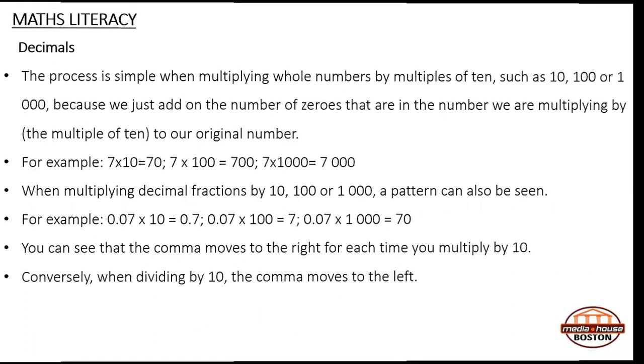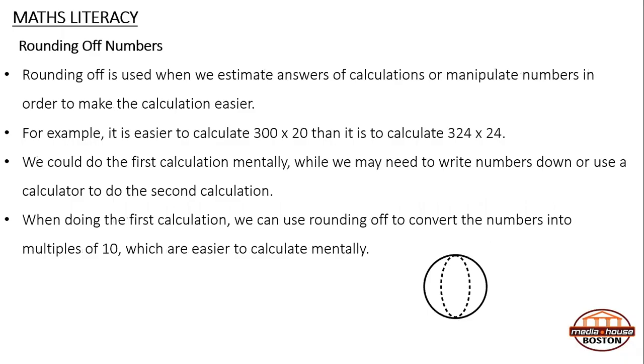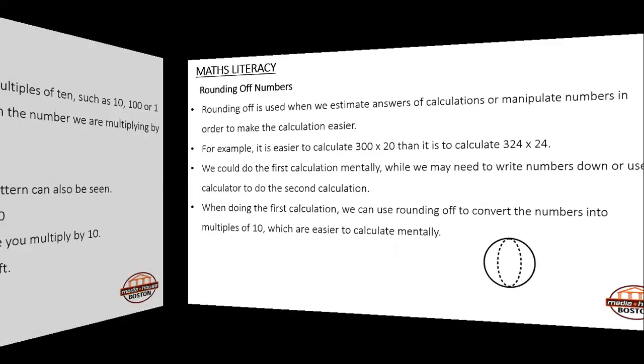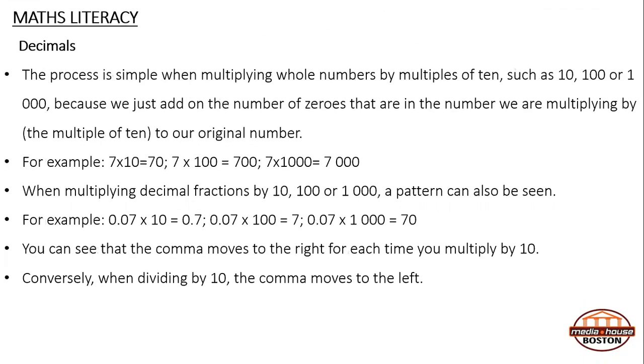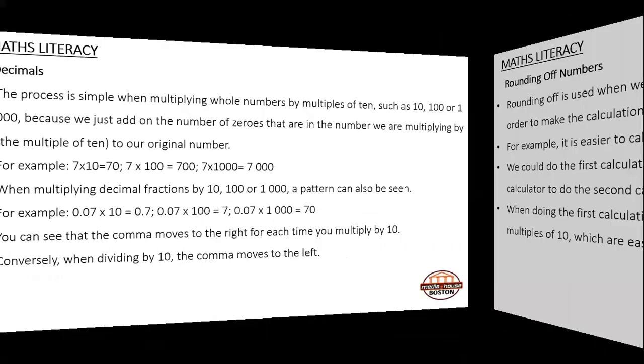When multiplying decimal fractions by 10, 100, or 1,000, a pattern can also be seen. For example, 0.07 times 10 equals 0.7. 0.07 times 100 equals 7. 0.07 times 1,000 equals 70. You can see the comma moves to the right for each time you multiply by 10. Conversely, when dividing by 10, the comma moves to the left.